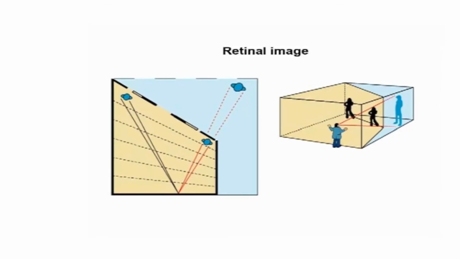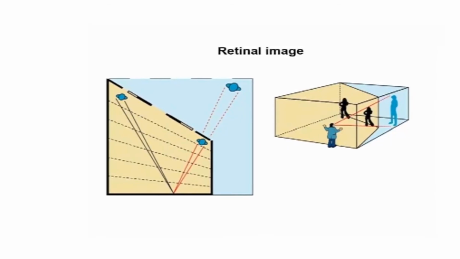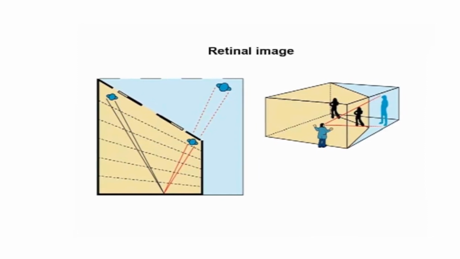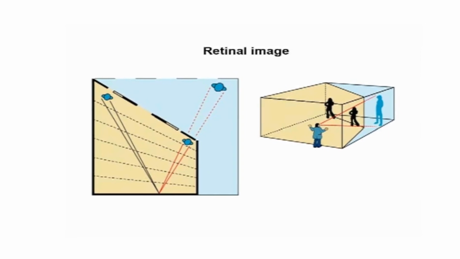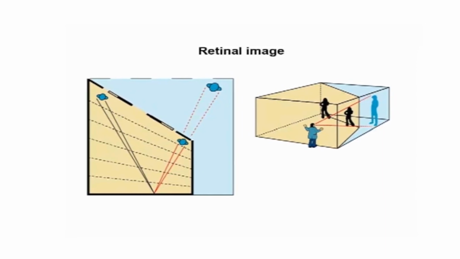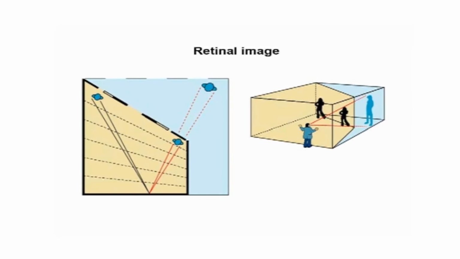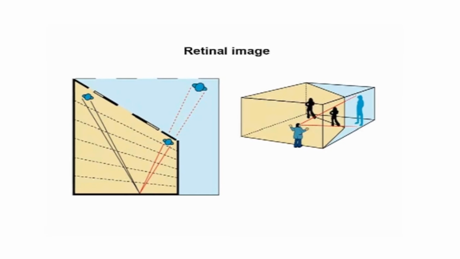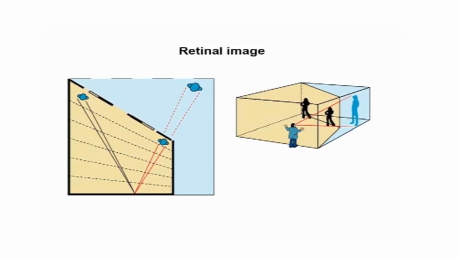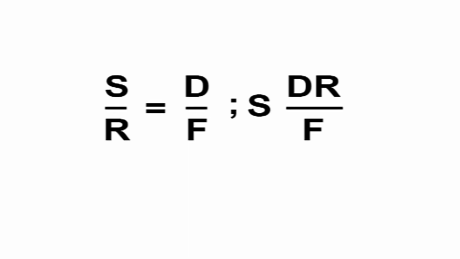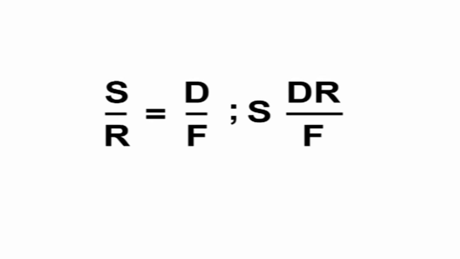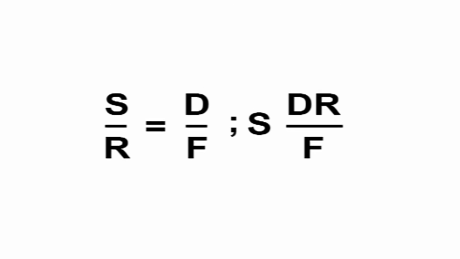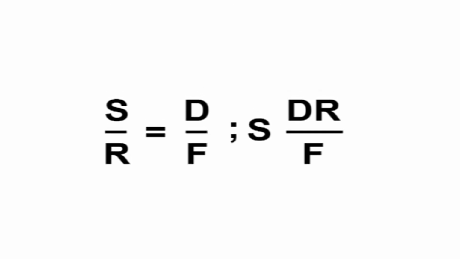Perception of size depends closely on perception of depth. If the size of an object in the retinal image is R, the depth of the object is D and the focal length of the eye is F, the perceived size S is related to these by a similar triangle equation. S divided by R equals D divided by F. S equals D R divided by F.